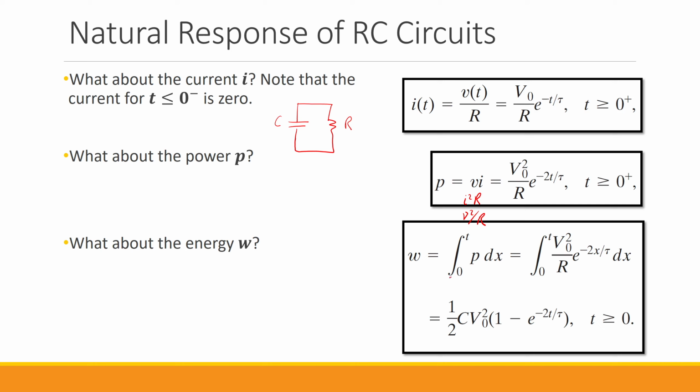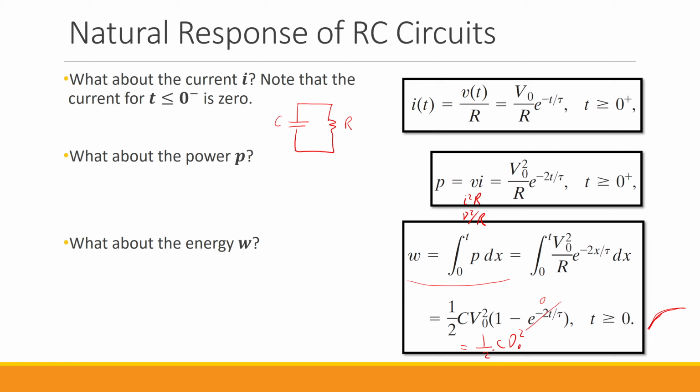And finally, for the energy that is being delivered to the circuit by this capacitor over time, it's going to be the integral of the power over time. So we start from time 0 to t, and if you calculate this integral, you see that this is an exponentially increasing function. But it has a limit too, because when you make the value for t very large, this term becomes 0, and this is going to be simplified to 1 over 2 CV0 squared.